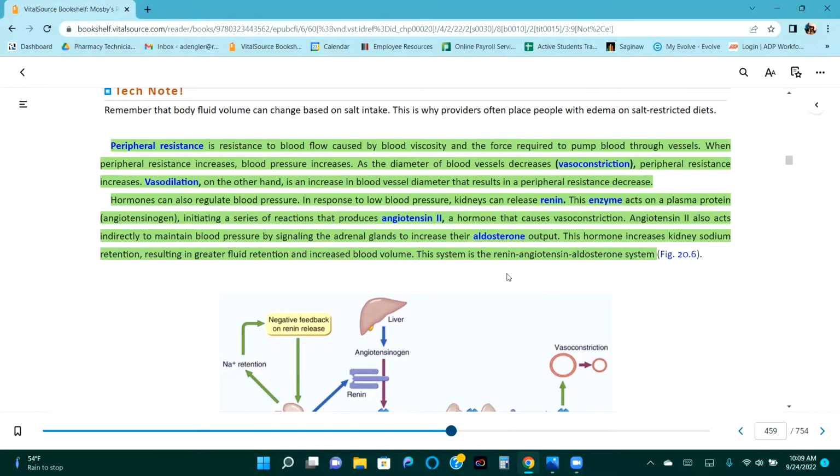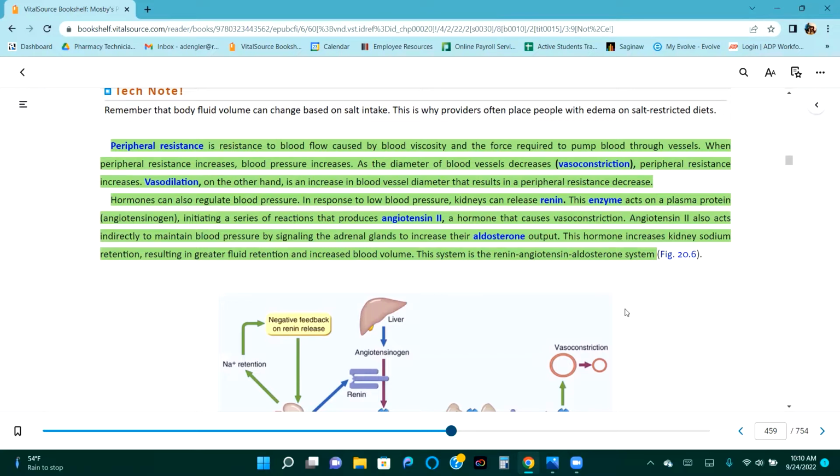Peripheral resistance is resistance to blood flow caused by blood viscosity and the force required to pump blood through the vessels. When peripheral resistance increases, blood pressure increases. As the diameter of blood vessels decreases, vasoconstriction, peripheral resistance increases. Vasodilation, on the other hand, is an increase in blood vessel diameter that results in a peripheral resistance decrease.